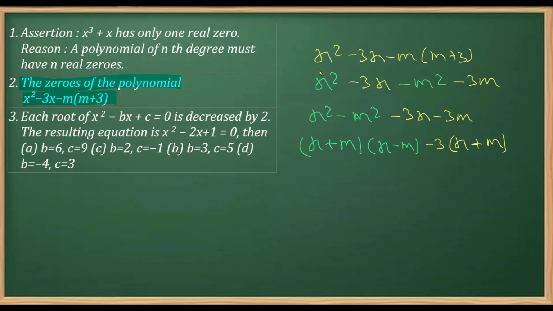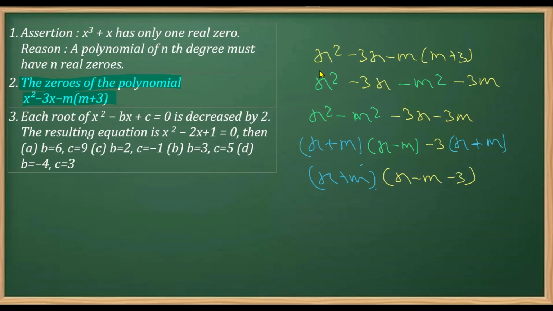Now from here, you can figure out that x plus m is coming common. We can take it as common to factorize it further. So check, if I take x plus m as common, what do we get inside? We get x minus m from here and minus 3, right? I have just taken x plus m as common.